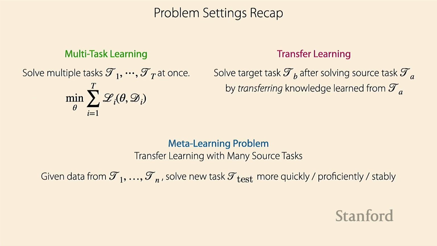Cool, so to start to recap from last lecture, or some of the previous lectures, we've talked about multitask learning and transfer learning, and we introduced this notion of the meta-learning problem statement, which is a form of transfer learning where our goal is, having been given a set of training tasks, we want to more quickly or more proficiently solve a new task.